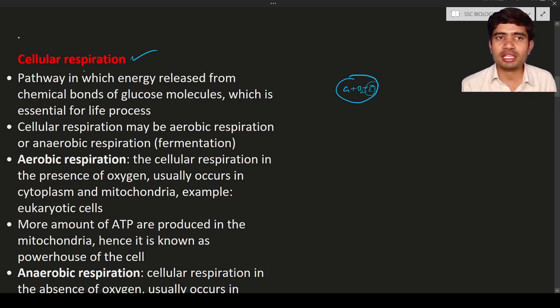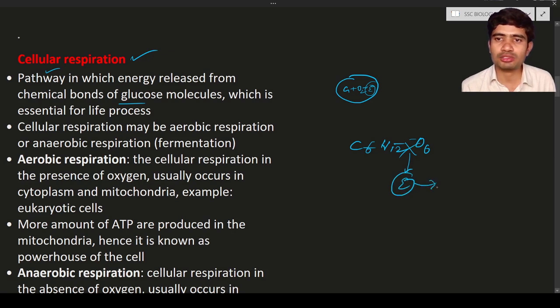So here, cellular respiration is a pathway in which energy is released from the chemical bonds of the glucose molecule. So the glucose molecule, C6H12O6. Okay, let us consider this is the sugar or glucose. The bonds are present between the atoms. So these bonds are broken down. When the bonds are broken down, the energy will be released.